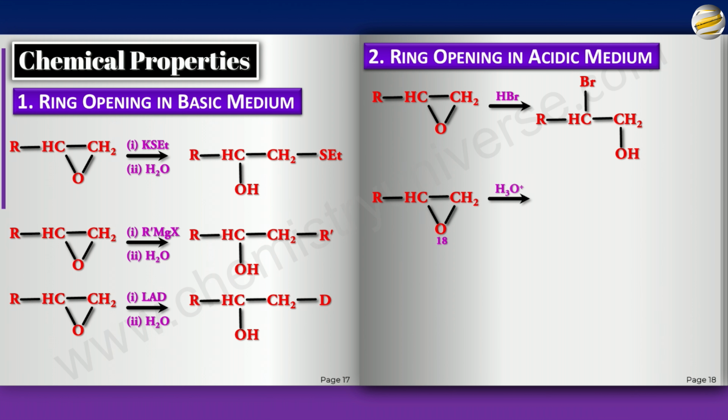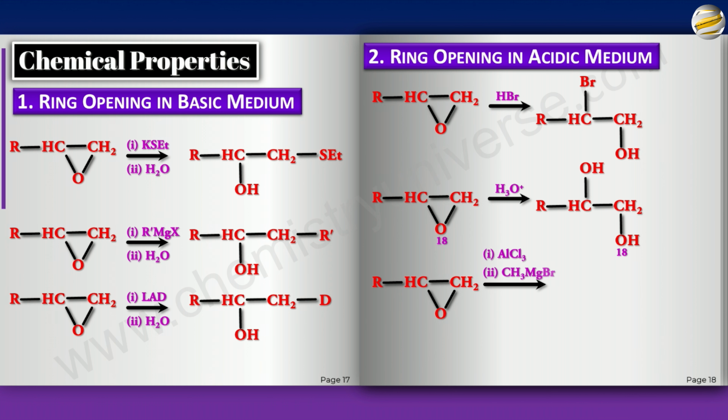Try this. Same logic. O becomes plus, water attacks the middle carbon, the O18 goes on the right. What do you think will happen here? We have done this actually. Now AlCl3 will behave as the acid. So you will have the AlCl3 here. This will be the plus. Where will the CH3 minus attack? It will attack the middle carbon and this will break. So you will find this forming.